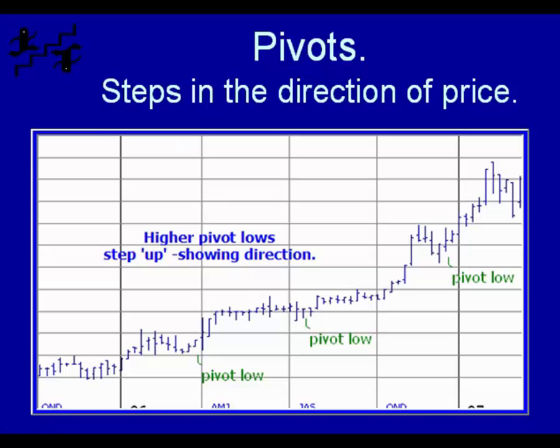So simply, pivots are steps in the direction of price. All right, here's a simple example of pivot lows, higher pivot lows, and if you were to simply draw your trend line there connecting the pivot lows, you have your demand line. And then you can actually forecast to some degree. Once you have two points, you can forecast the potential sometime in the future where there could possibly be a new demand at the extended trend line.